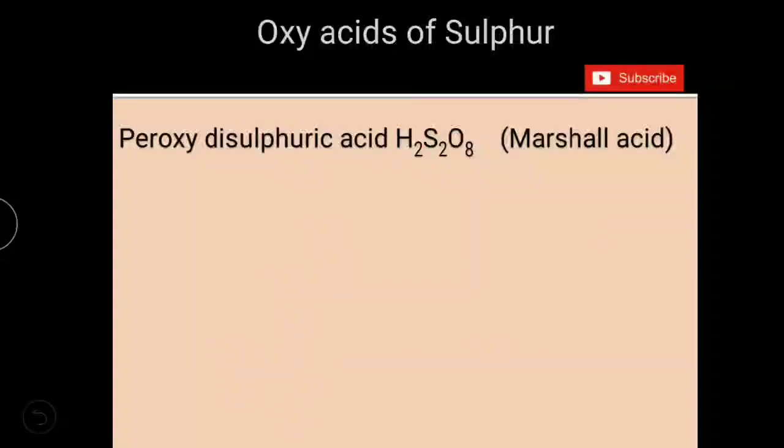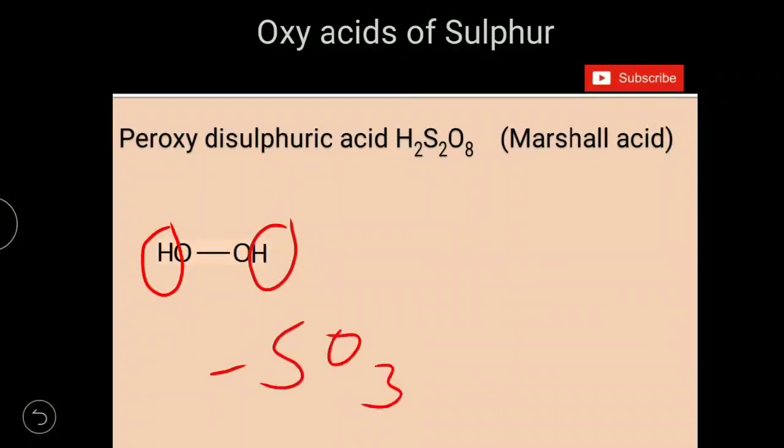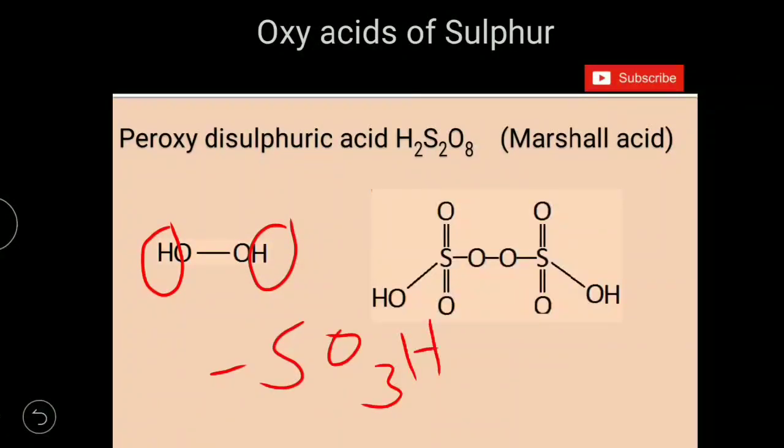And the structure of peroxydisulfuric acid. In hydrogen peroxide, replace both the hydrogen atoms by sulfonic acid groups, by SO3H groups. Then this will be the structure of peroxydisulfuric acid, Marshall's acid.